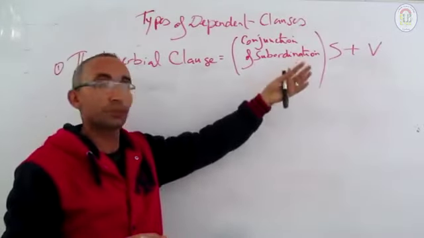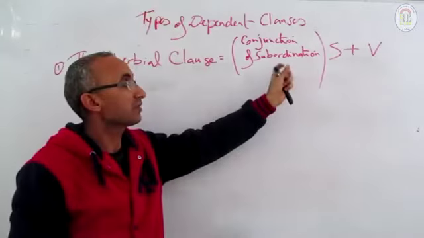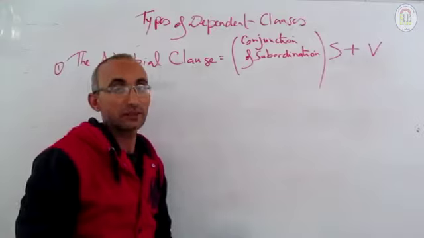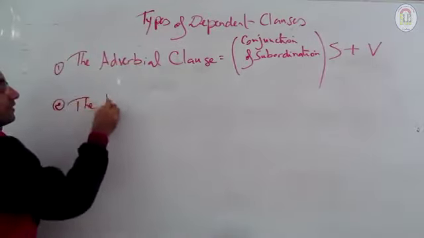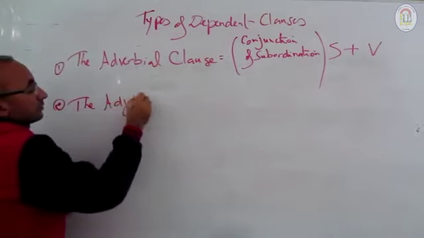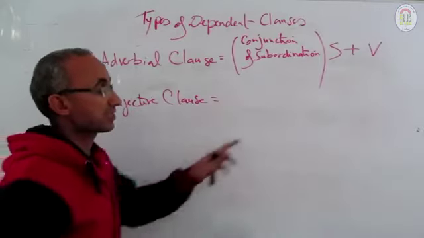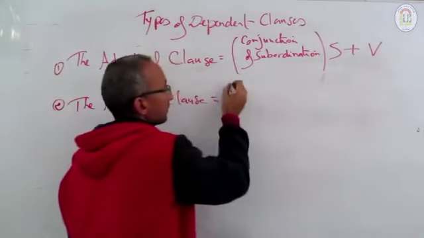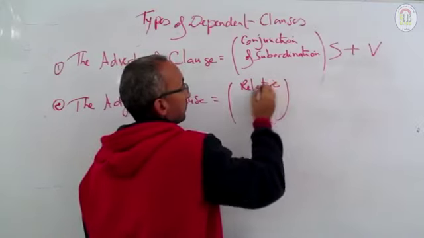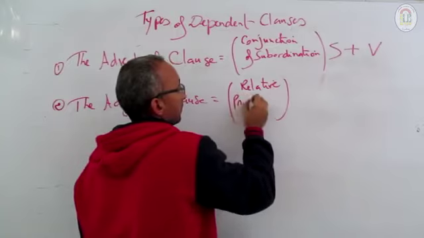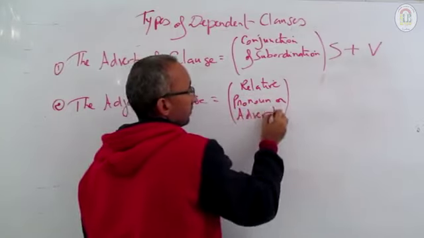Now here the list is open. It's up to you to search the net and collect the whole list of these conjunctions. Clear? Also, number two, the adjective clause starts usually with the relative pronoun or adverb.